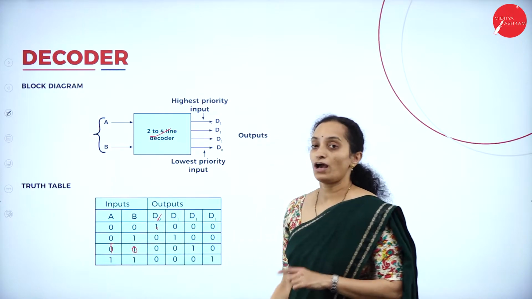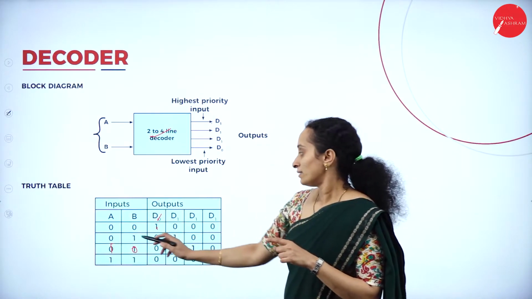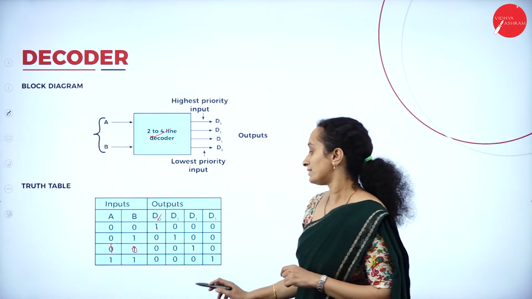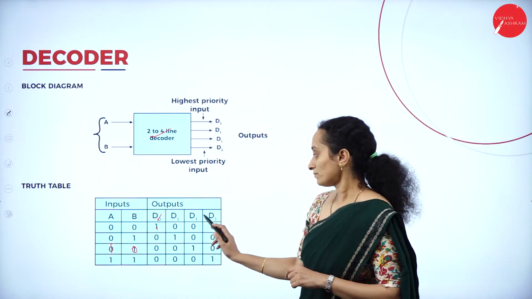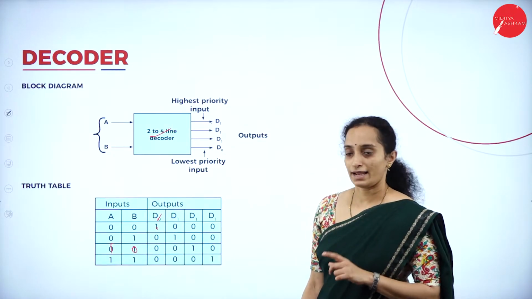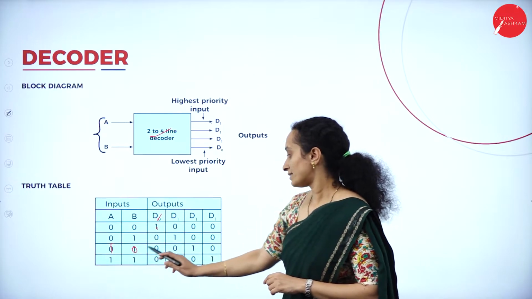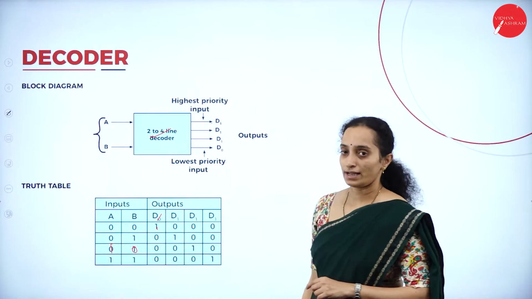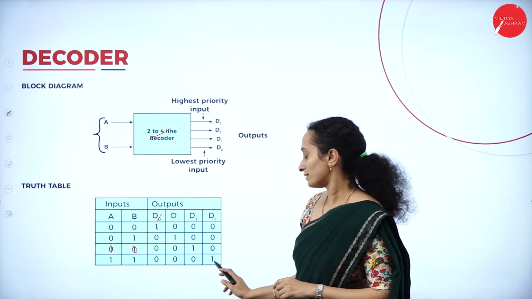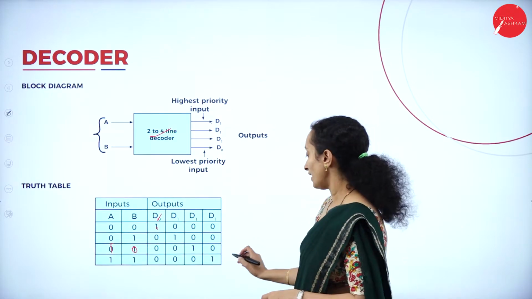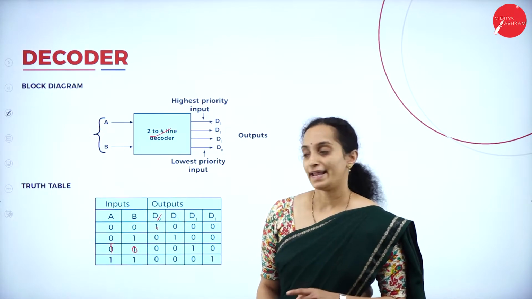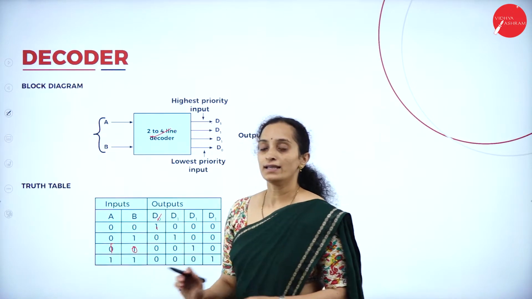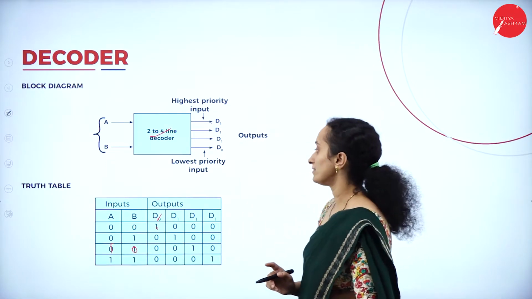Then when you have 10, A as 1 and B as 0, then D2 is enabled. Then the last thing is 11. So it enables the last output, D3. The last output will be enabled when both the inputs are in the 1 state.